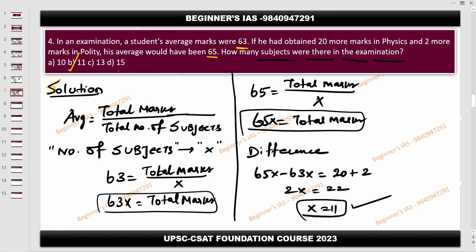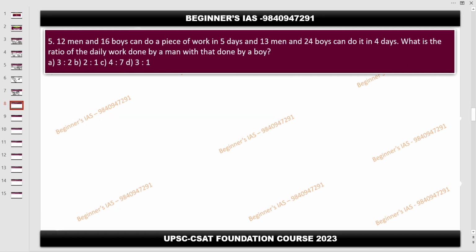So this problem, same problem, same logic you apply. Shall I teach you the two methods here? You can use two methods, or else you can use one method also. Let me tell you the first method, the one we did in the previous problem. Now listen. 12 men plus 16 boys can do the piece of work in 5 days. 13 men and 24 boys can do the same piece of work in 4 days. Which means work is the same here.